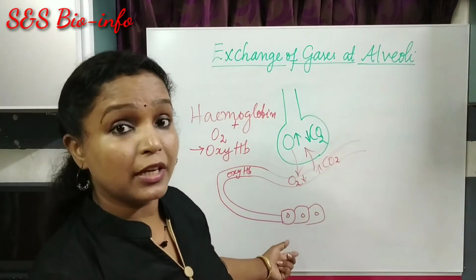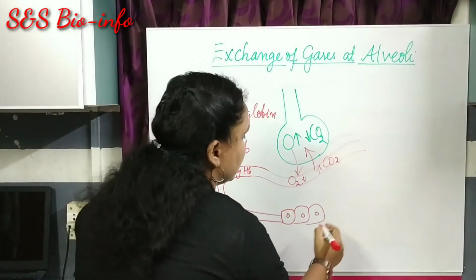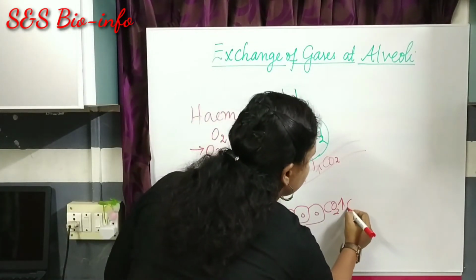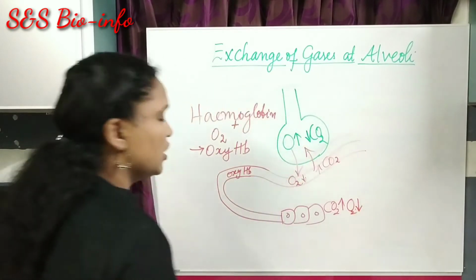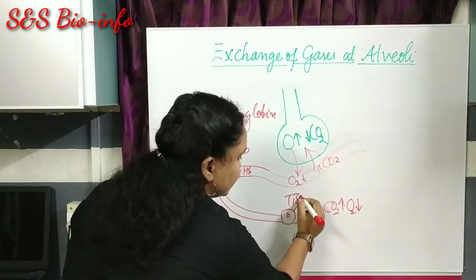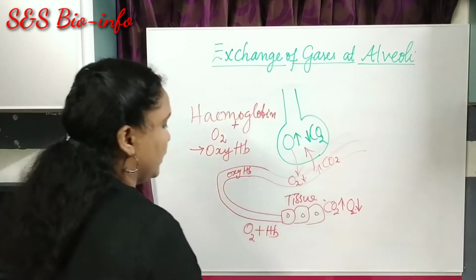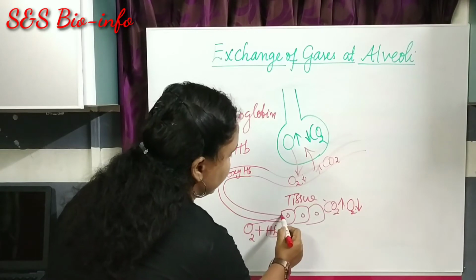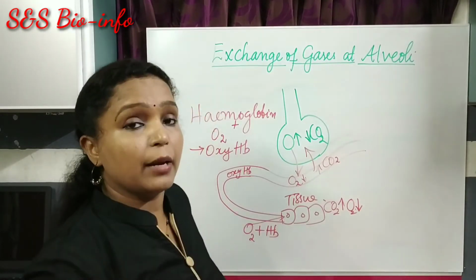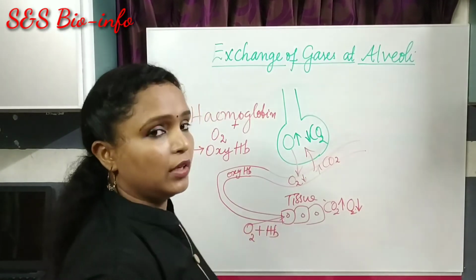Then the fourth step takes place here: gaseous exchange at the tissue site. In the tissues, the amount of carbon dioxide is high, while the amount of oxygen is less. So what would happen here? This oxyhemoglobin reaches the tissue and the oxygen is dissociated from the hemoglobin. Then this oxygen is diffused into the cells because the cells contain less oxygen, so the oxygen moves from the region of higher concentration to the region of lower concentration.